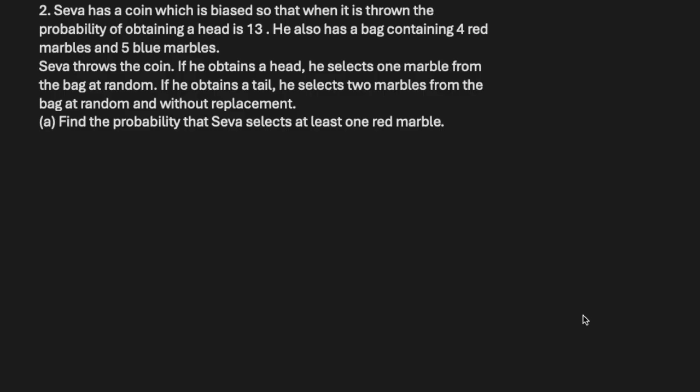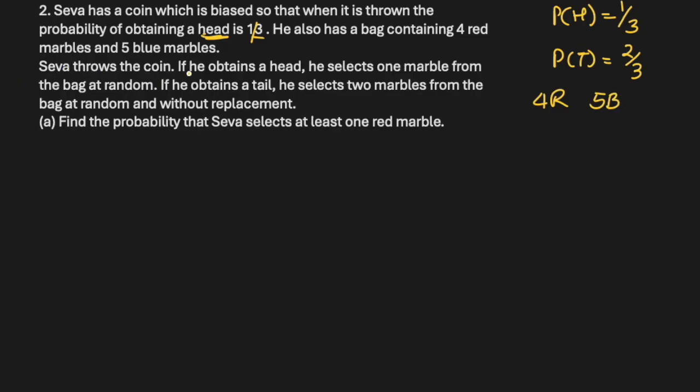Question number 2. Seva has a coin which is biased. It is not a normal coin. It is biased so that when it is thrown, the probability of obtaining a head is 1/3. That means the probability of tail will be 1 minus 1/3, which is 2/3. He also has a bag containing 4 red and 5 blue marbles.